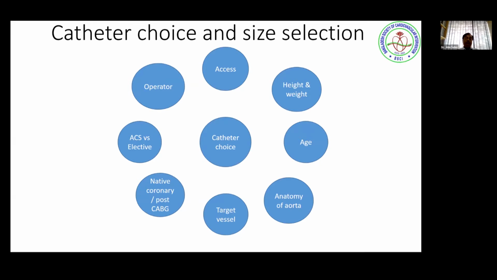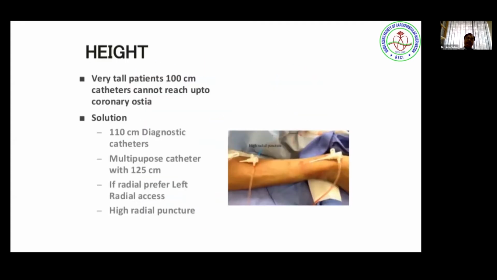and what should be our plan B. Routinely we do it by RCA catheter for the graft vessel, but sometimes we take support from multi-purpose also. And some specially designed catheters are also there to cannulate the graft vessel. Then, just a few slides, it will take a few seconds: height. Sometimes we can find very tall people, about 7 feet in height. Then our routine 100 centimeter catheter cannot easily accommodate that.